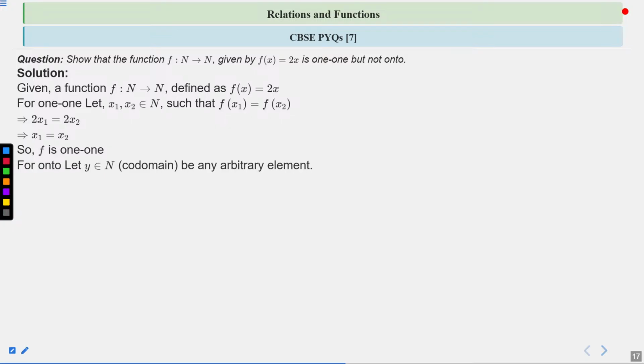For onto, let y belonging to N in the codomain be any arbitrary element, right? Then y is equal to f(x). So y is equal to 2x. So x is equal to y by 2. x should be equal to y by 2. Clear?